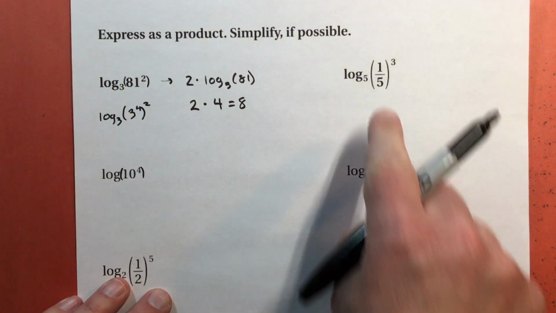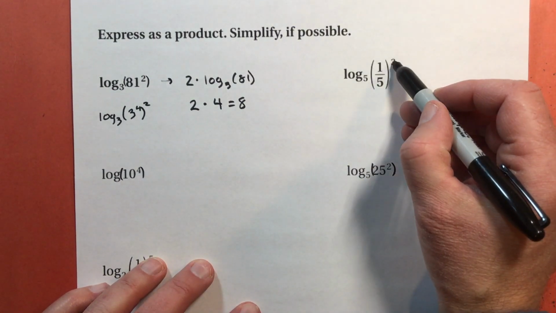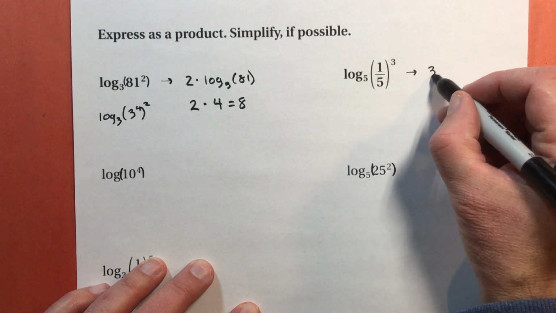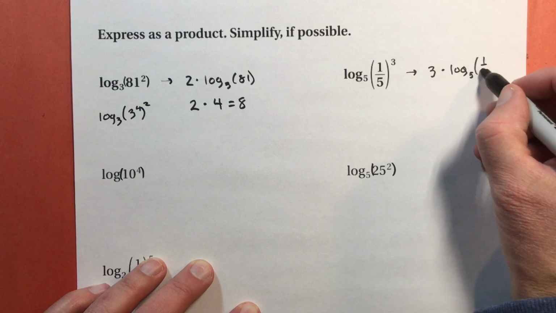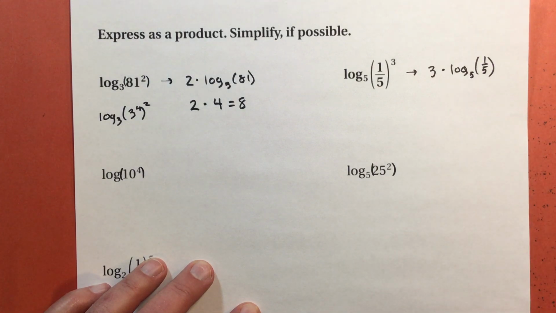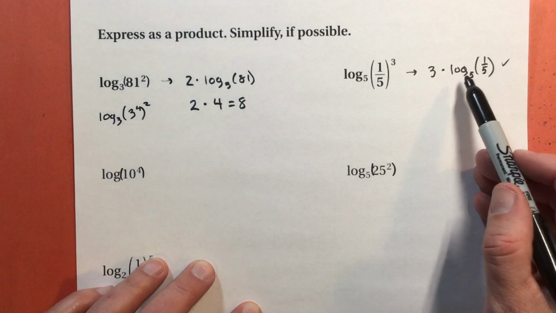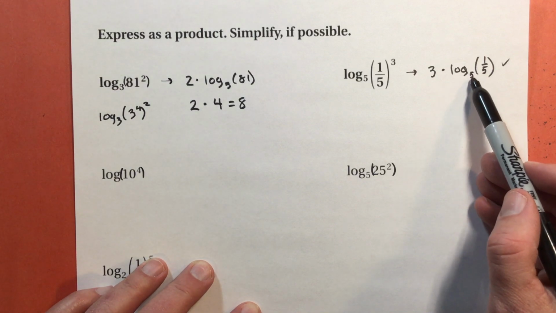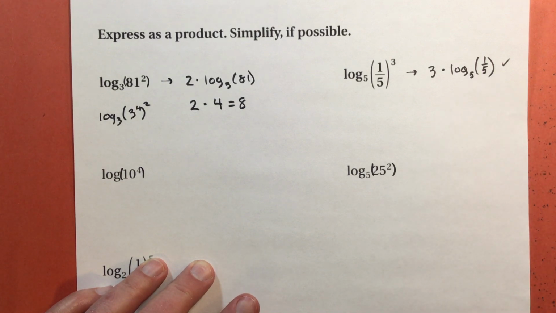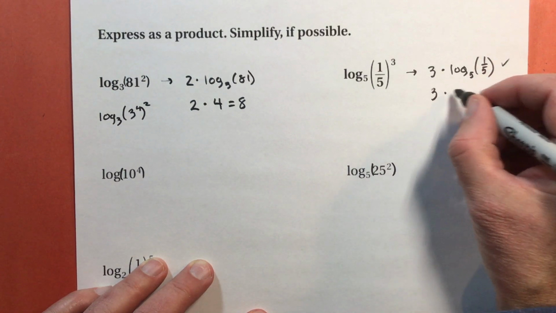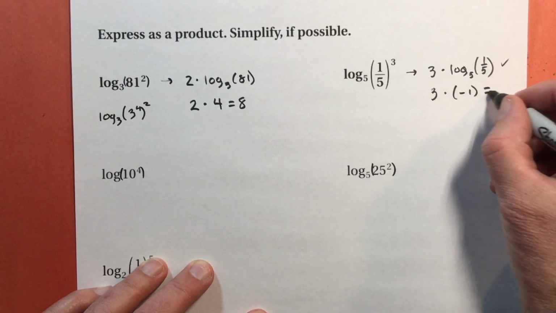All right, let's do this one. So I'm going to take my exponent, I'm going to move it into the front and write log base 5 of 1/5. That's my product. First step says do it as a product. So I got that. Next step, simplify. So let's think about this. 5 to what power equals 1 over 5? That's the classic reciprocals. So this is 3 times -1, which is going to equal -3.